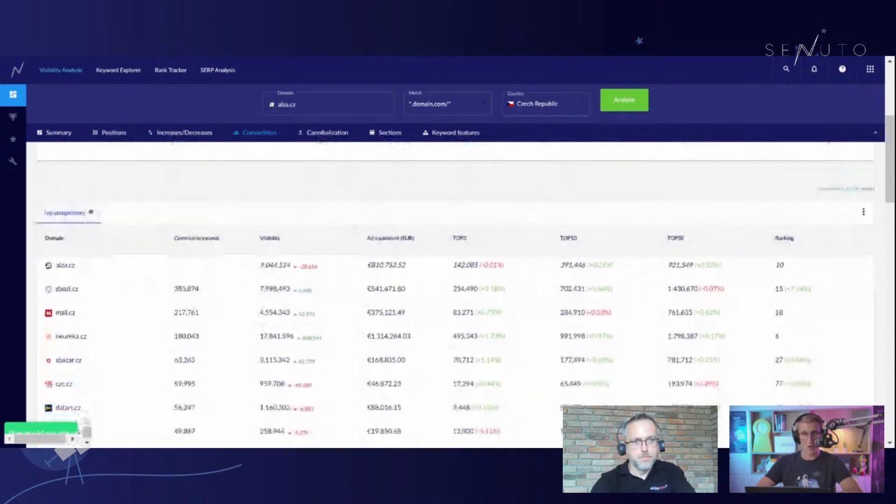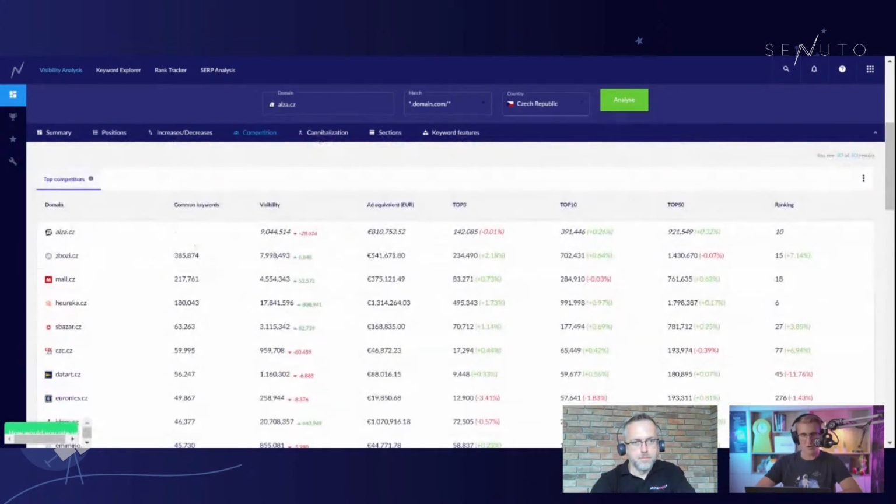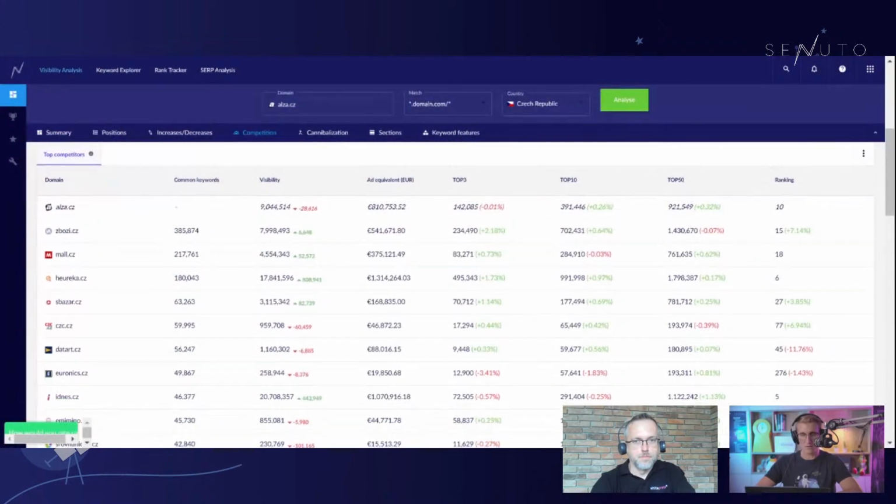We can also see here how much common keywords they have. So this is the potential that they are grabbing regarding Alza.cz. And okay, so this could be a very interesting point of view. We see all kinds of data that we need: visibility, the estimated traffic, the ad equivalent that we would supposedly have to spend, and all data regarding top 3, top 5, and top 10 from our competition.